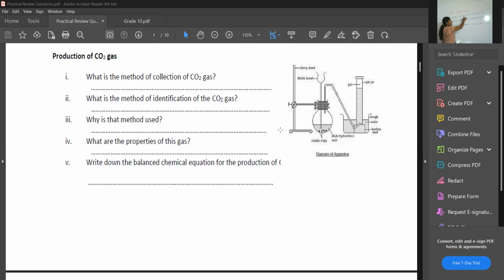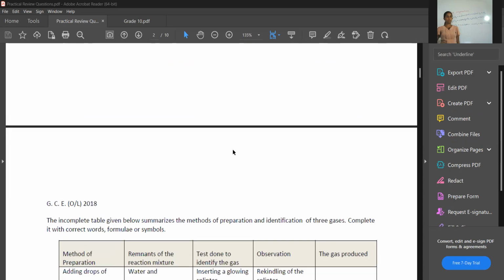So you have to remember these 3, not only these 3. Normally for preparation of hydrogen and carbon dioxide, we use these 2 methods. And for oxygen, in the textbook, there are some other methods also given, so you have to go through them, Pute. Then we will move to the next one.